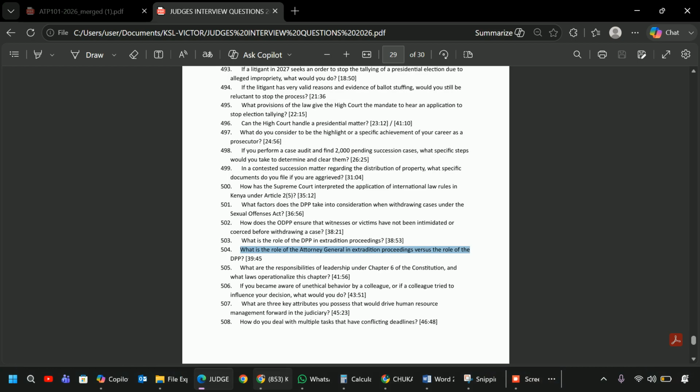How has the Supreme Court... This is question 500. Let me see it in a clearer angle. How has the Supreme Court interpreted the application of international law rules in Kenya under Article 2.5?